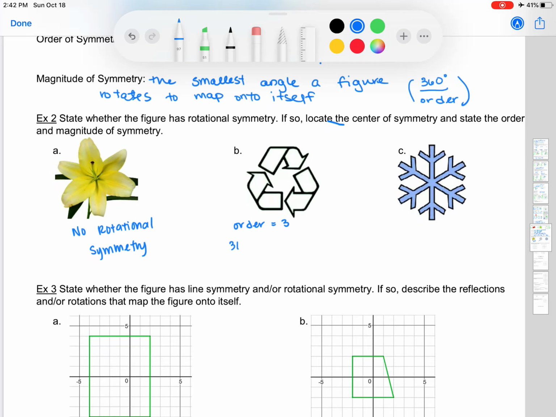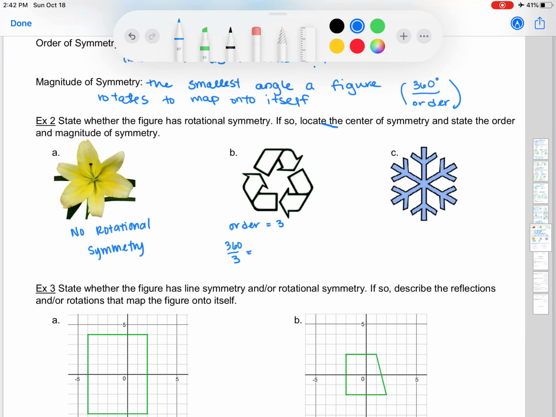Which means that if I wanted to find the magnitude, I would take 360 degrees divided by 3 to figure out how many degrees I have to turn it before it's the exact same. So in this case, if I rotated my figure 120 degrees, it's the exact same. So if that was a hole and I needed the figure to fit into the hole, I would only need to rotate it 120 degrees before it would fit.